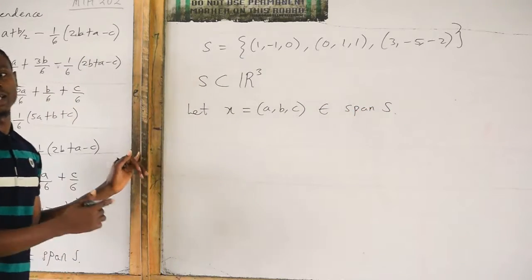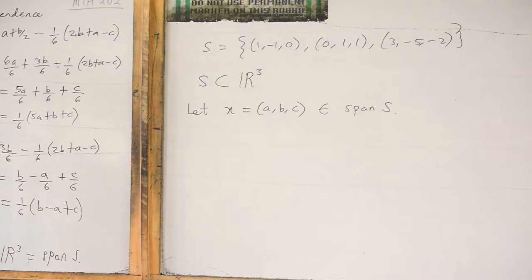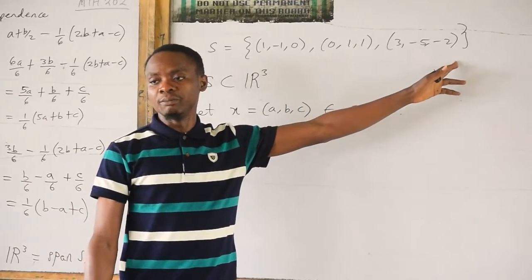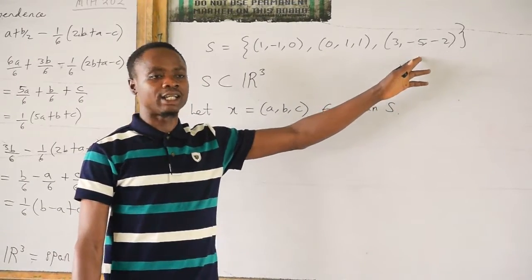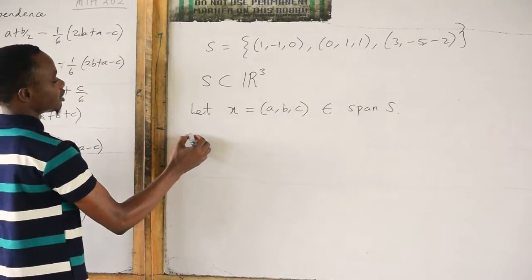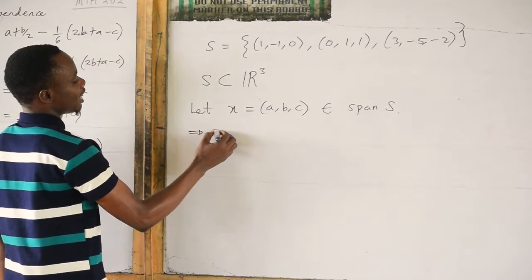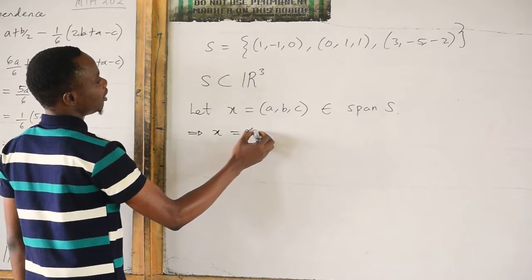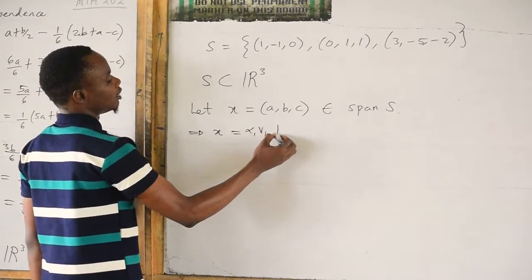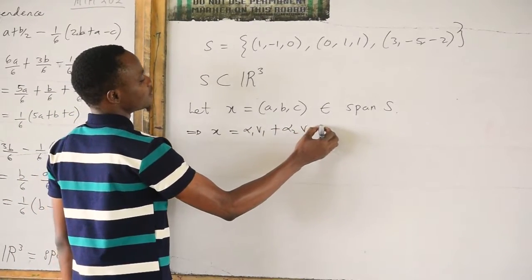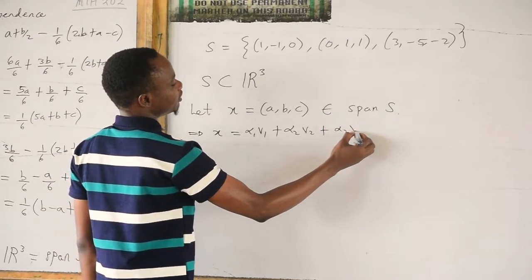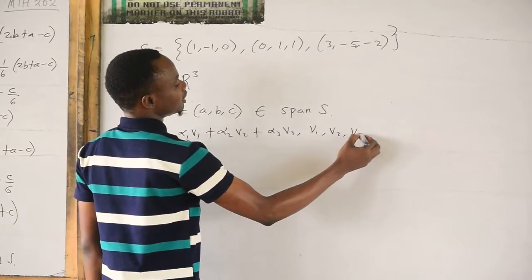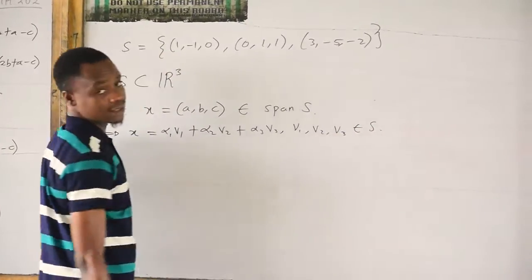Okay, let's take an element of span S. If it's an element of span S, that means what? That means it can be written as a linear combination of the elements in S. That means that the vector can be written as alpha 1 B1 plus alpha 2 B2 plus alpha 3 B3, where B1, B2, B3 are elements of S. Does it make sense to you?